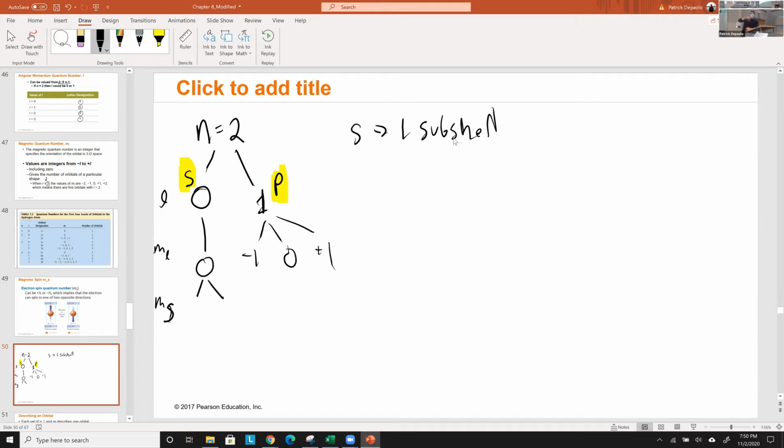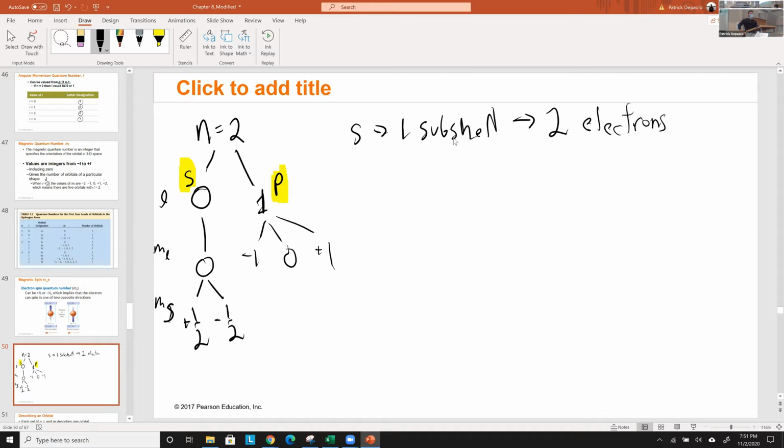It could spin up, it could spin down, right? So +1/2, -1/2. So it's saying that there are two possible values in that subshell, meaning there are two possible electrons in that subshell. So each subshell holds 2 electrons.